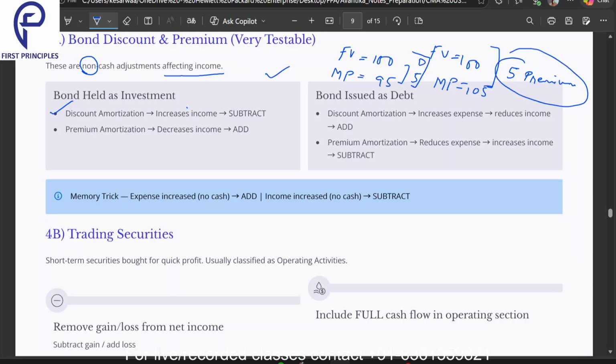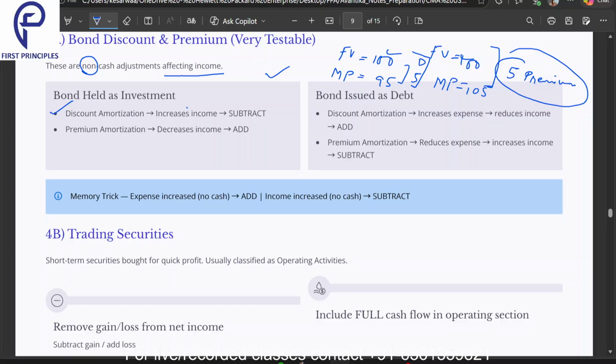Now what does amortization mean? I know many of the students are scared of the term amortization. Simply, it means slowly using up something. So this 5 rupees of discount, or amortization, we are going to add or reduce slowly year by year, so that we bring the bond to its actual value of $100. That is what amortization is.